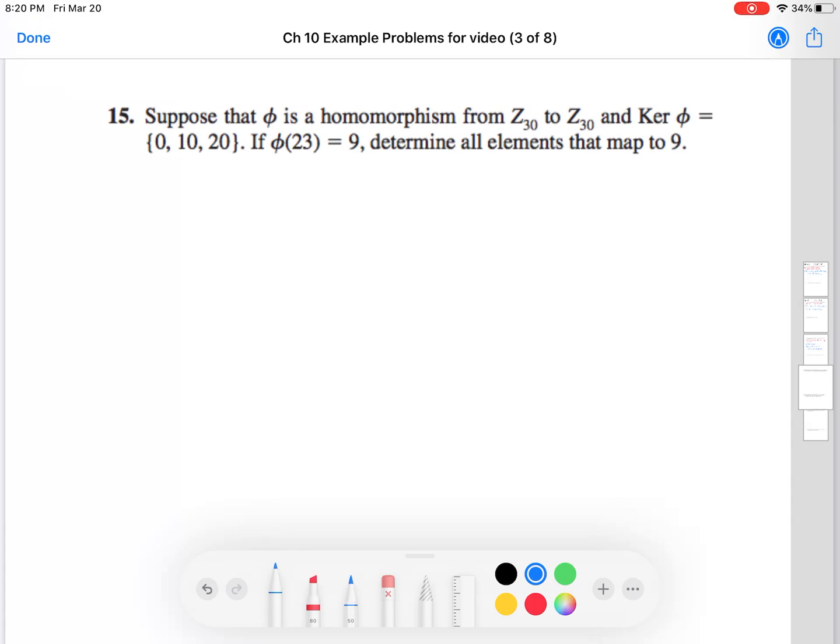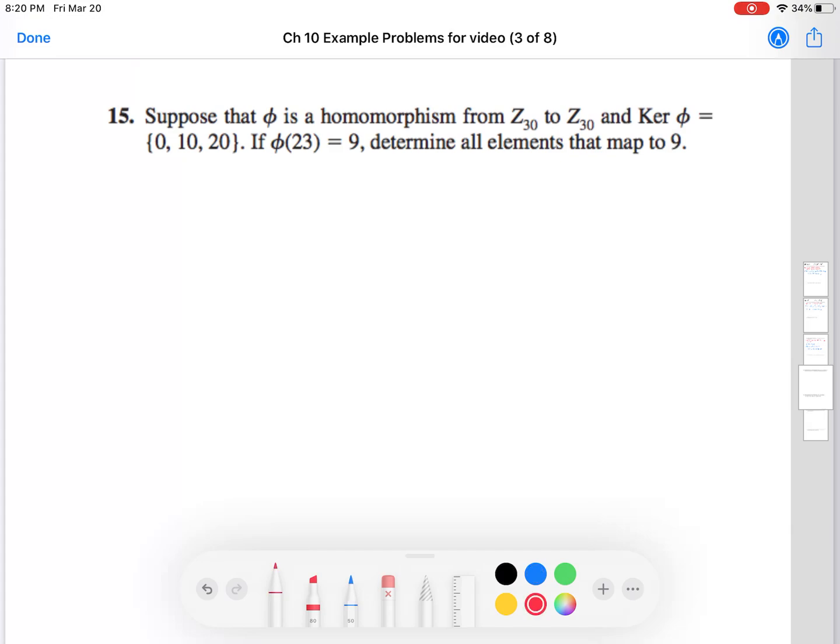All right, number 15. Suppose that phi is a homomorphism from Z30 to Z30, and the kernel of phi is equal to {0, 10, 20}. If phi of 23 equals 9, determine all elements that map to 9.